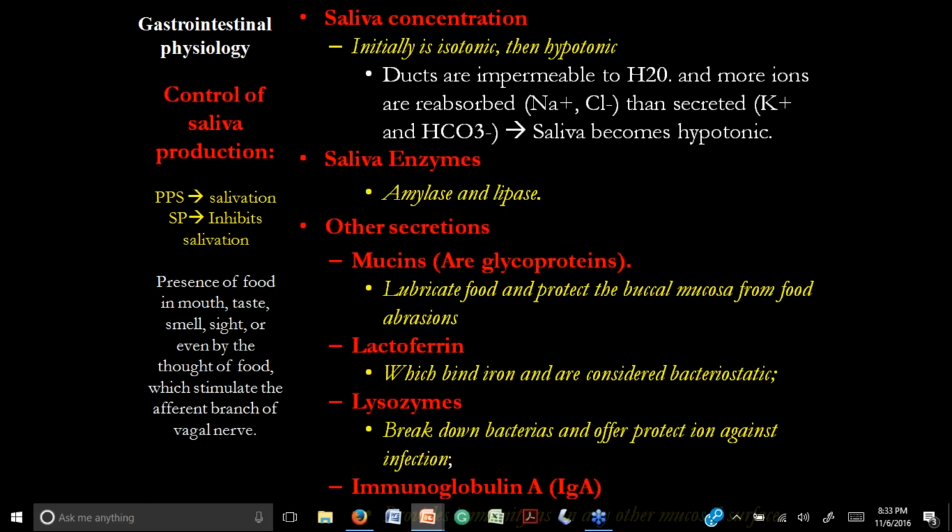One thing I want to mention before I forget is the amylase. It has another name, which is called ptyalin. Well, I'm going to spell it.